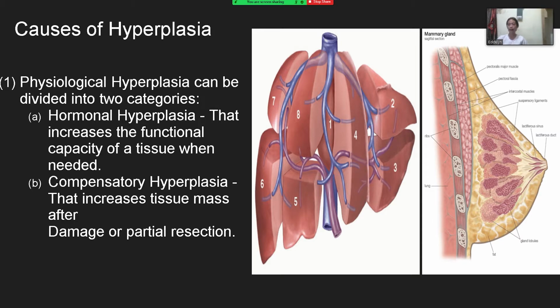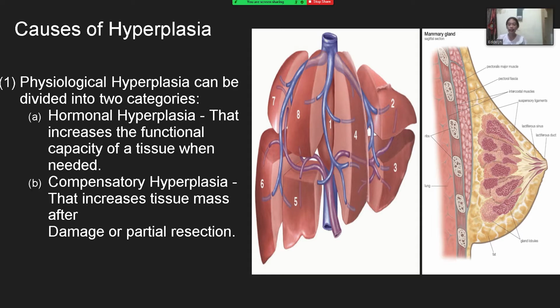Hyperplasia ay nagdi-divide sa dalawang categories. The first category is physiologic hyperplasia. It occurs due to normal stressors. Example of physiologic hyperplasia is the hormonal hyperplasia. Hormonal hyperplasia increases the functional capacity of a tissue when needed. Example, yung pag-increase ng number of cells in female breast due to puberty and lactation.